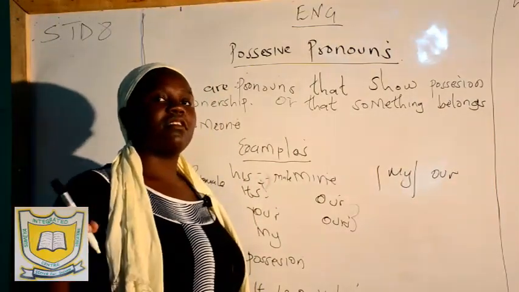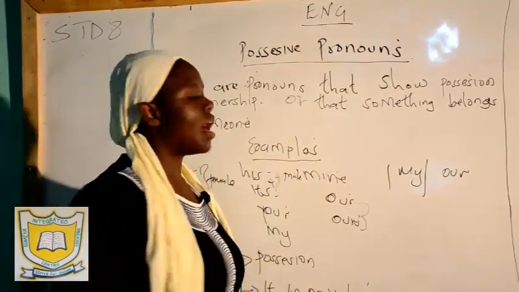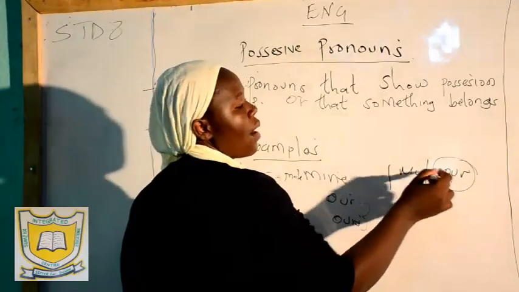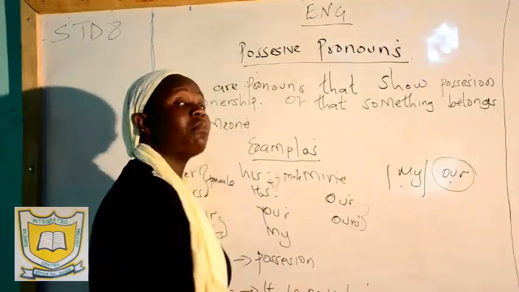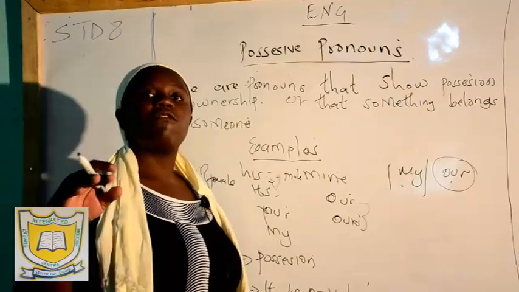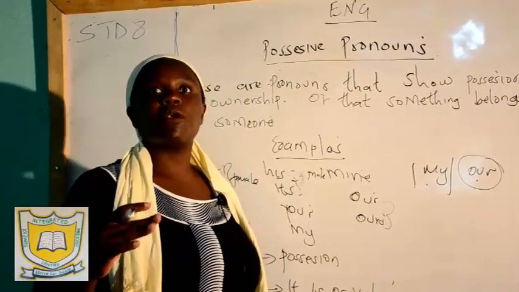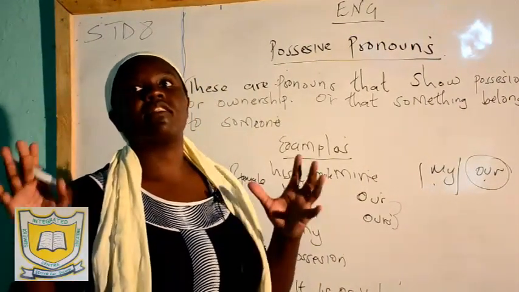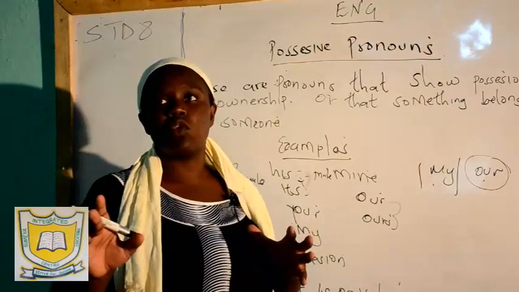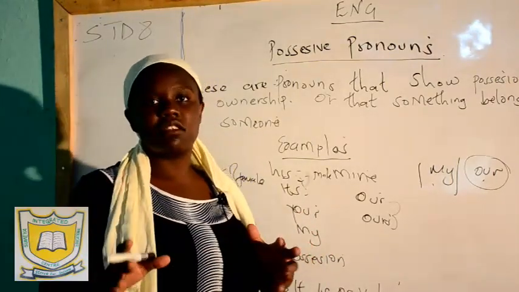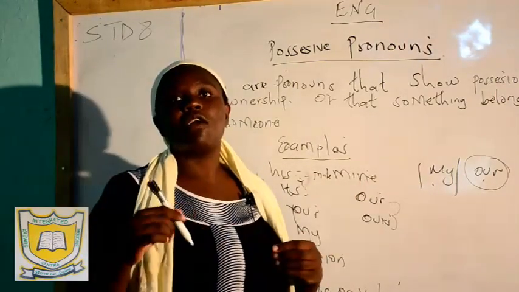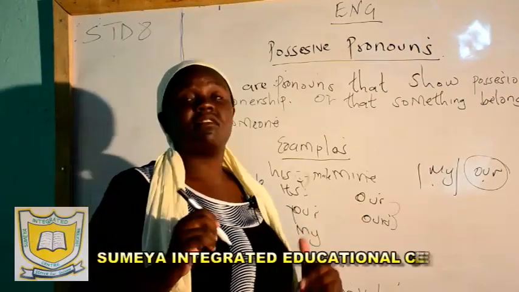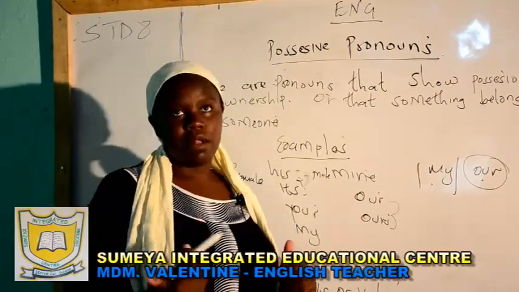In plural, I'm going to say, these are our pens. So our becomes plural, and mine becomes singular. The standard 4 pupils are in their class. Say pupils, plural. Their class, there. It means it is plural. The class belongs to them. These are our pens. It means the pens belong to us.